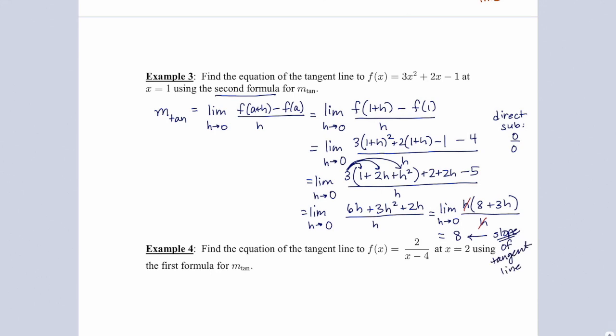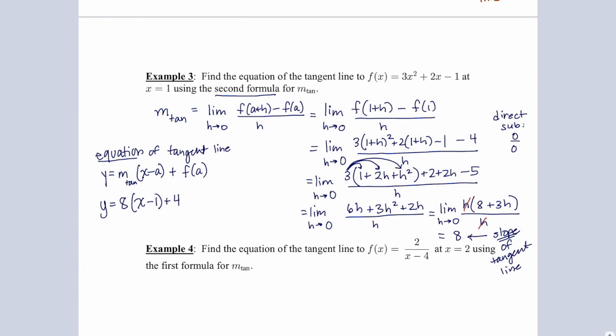And I want the equation of the tangent line. And I will rewrite this. We want to use the pattern y equals the slope of the tangent line times x minus a plus f of a. And this will look exactly like it did last time, because we got the same slope and the point will be the same. So 8 times x minus 1 plus 4.